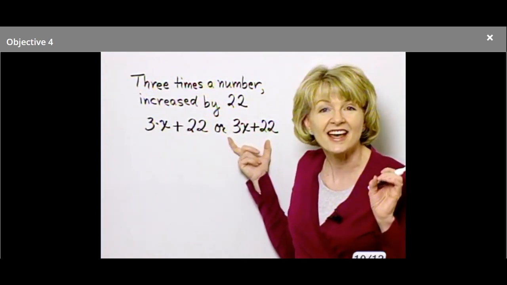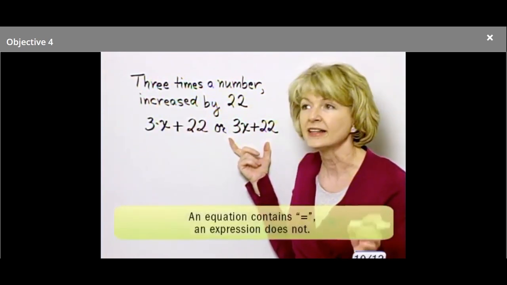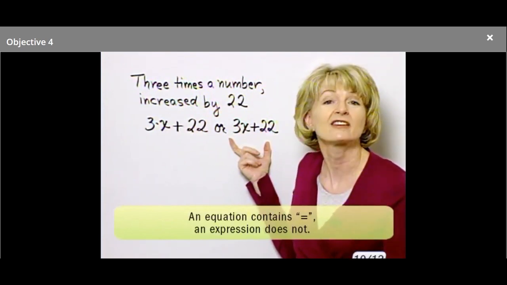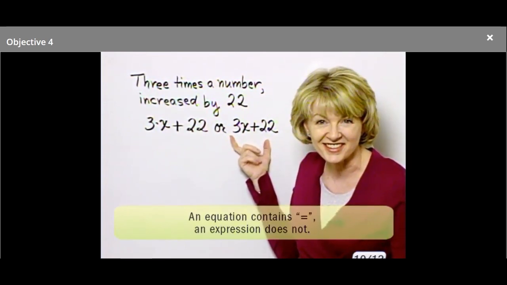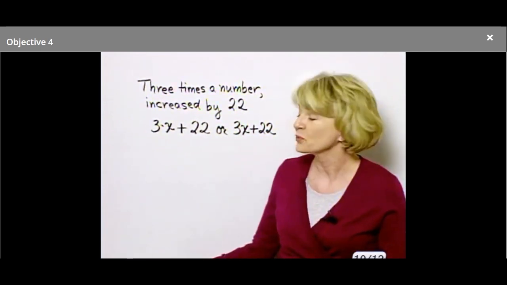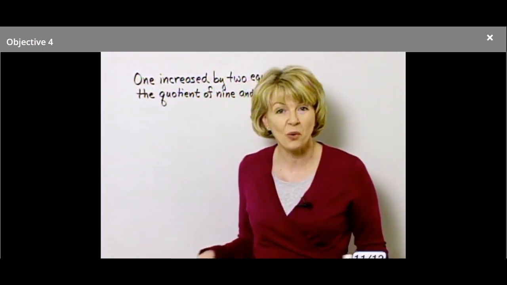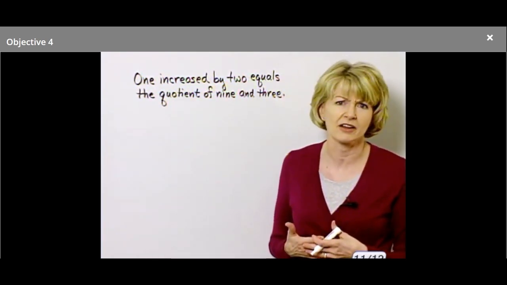By the way, is this an expression or an equation? Keep in mind, an equation contains an equal to symbol. An expression does not. So this is an expression. Let's continue translating. Remember, we're translating phrases to expressions and sentences to equations. So let's look at the following. And again, we'll let x be our unknown number.